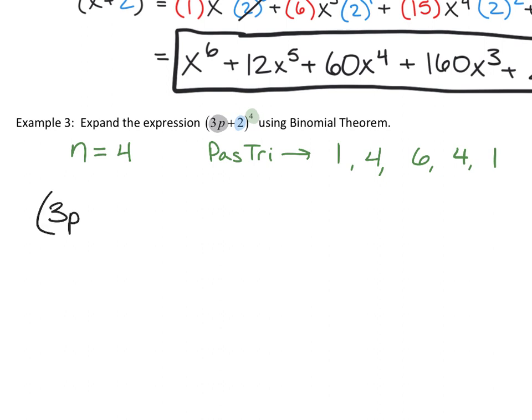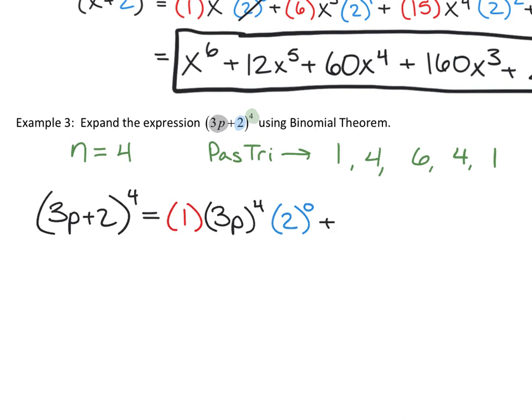If we are doing 3p plus 2 raised to the 4th power, each term would start with a number from Pascal's triangle. So this one would start with 1. Then we have the first thing raised to what power? 4. And we have the second thing raised to what power? 0. So the powers have to always total up to 4. Okay, once we get it started, then we just decrease the first one, which I'm writing in black, and increase the one I'm writing in blue.